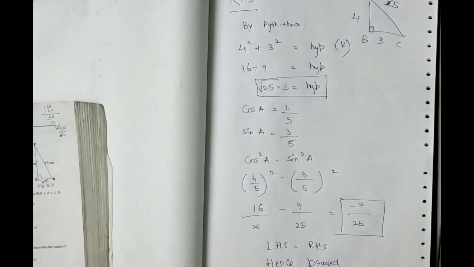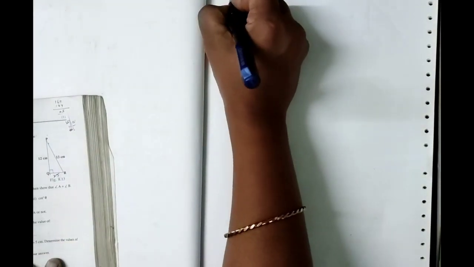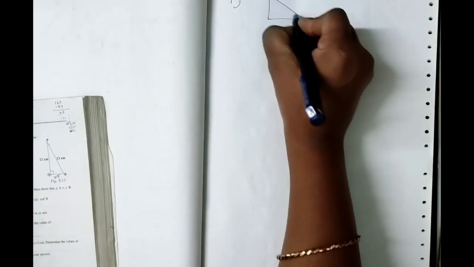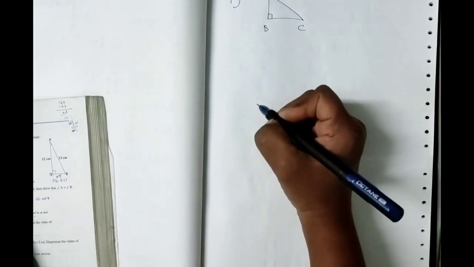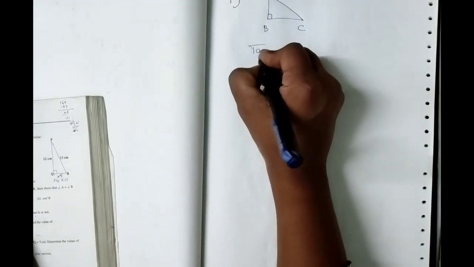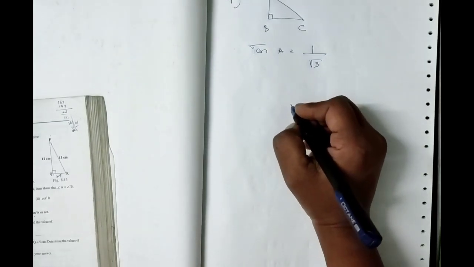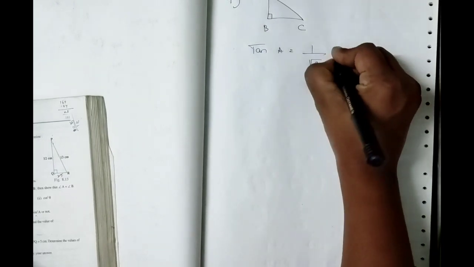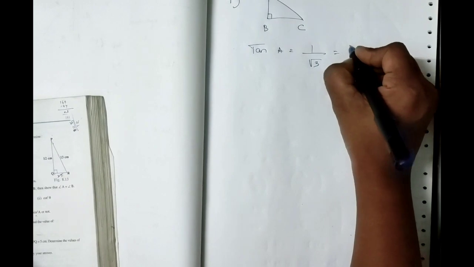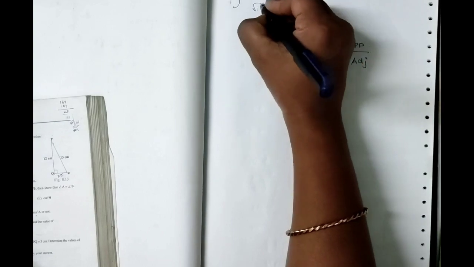Now we'll go to the next one. We'll go to the 9th sum. What they have said is, in triangle ABC, right angled at B, tan A is given as 1 by root 3. Find the value of sin A cos C plus cos A sin C, and the second one. So this is nothing but tan of A, which is opposite by adjacent. So opposite is going to be 1 and adjacent is going to be root 3.